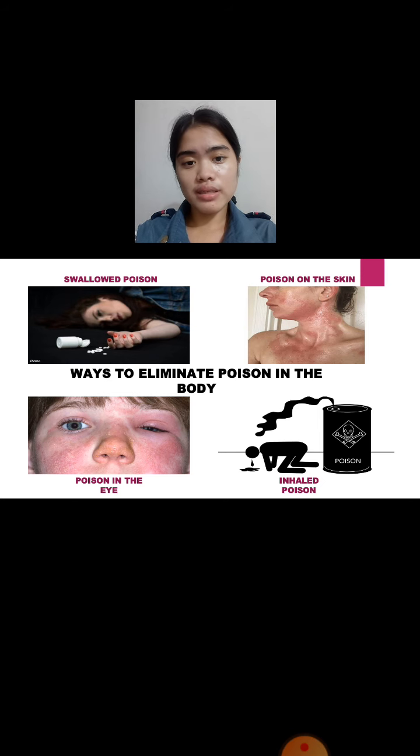And you need to rinse the skin for 15 to 20 minutes. For poison in the eye, gently flush the eye with cool or lukewarm water for 20 minutes or until help arrives. For inhaled poison, you need to get the person into fresh air as soon as possible. If the person vomits, you need to turn his or her head to the side to prevent choking, and you need to begin CPR if the person shows no signs of life like moving, breathing, or coughing.